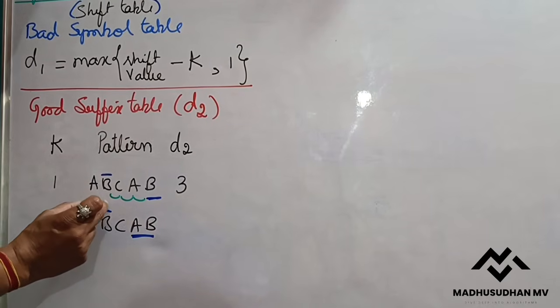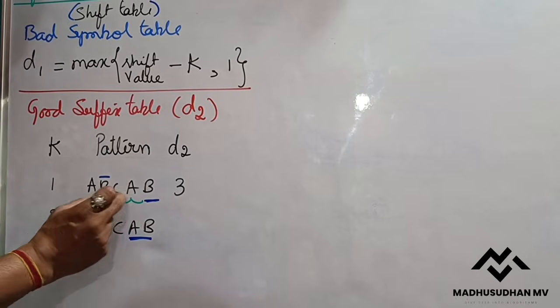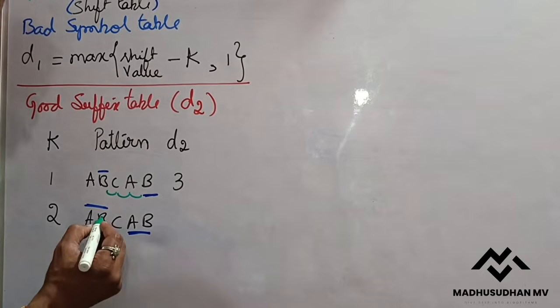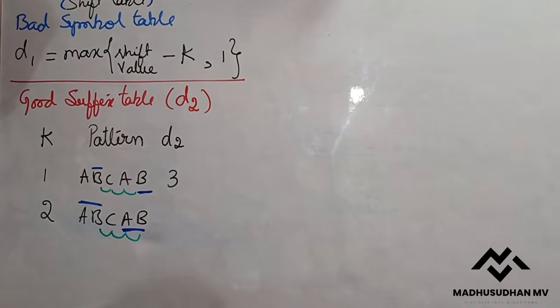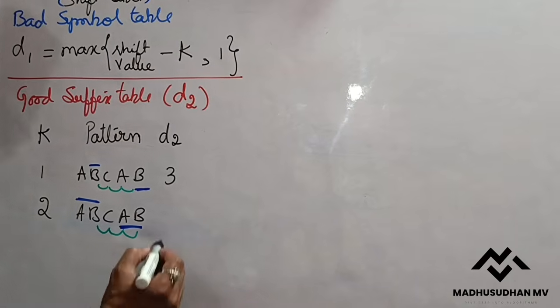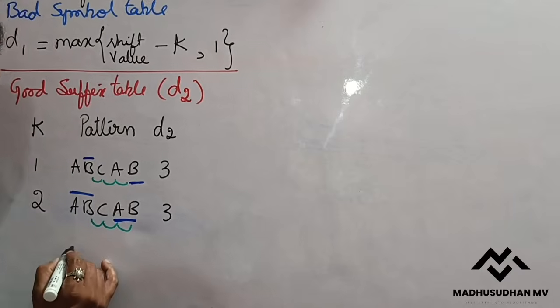Yes, it is there. Now this AB is at what distance to the last character? So now this AB is at distance 1, 2, 3 again. So that means the distance for this is also 3 in this example. Okay, in this example. Now let us take one more.